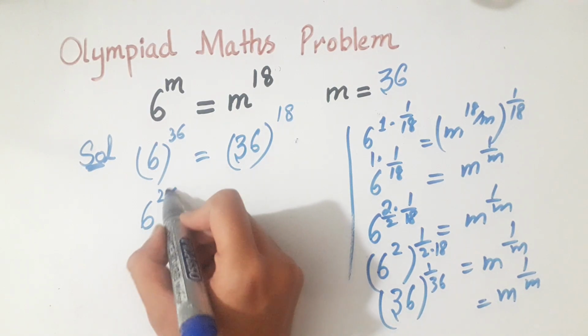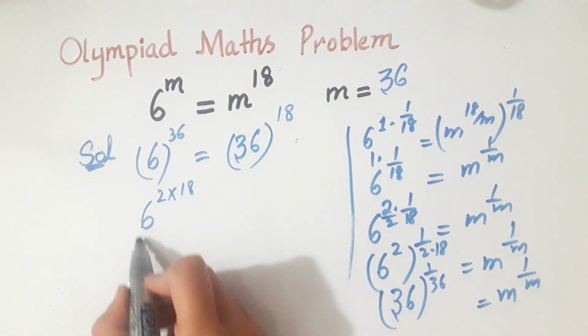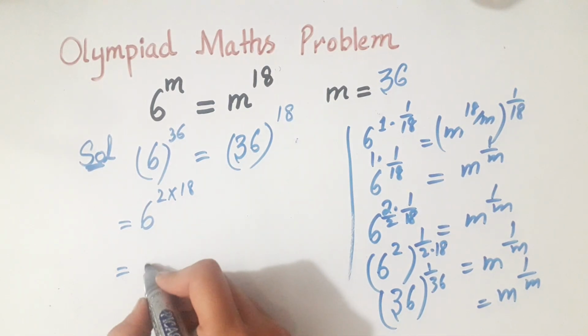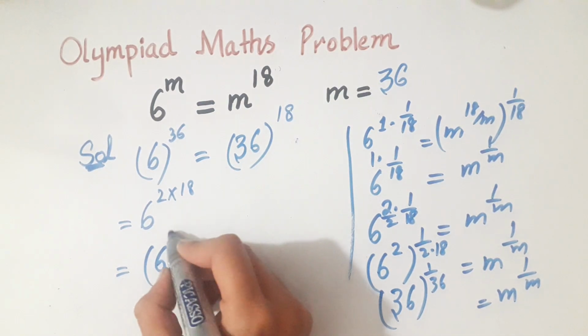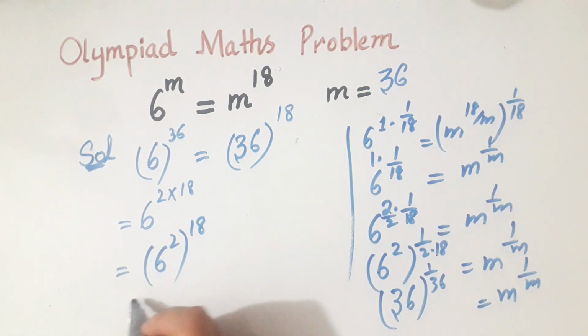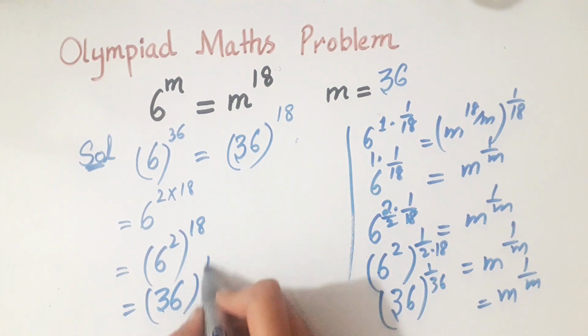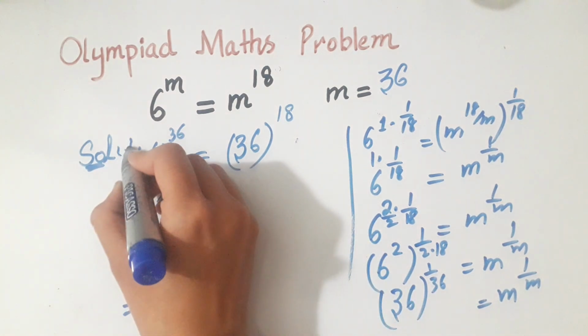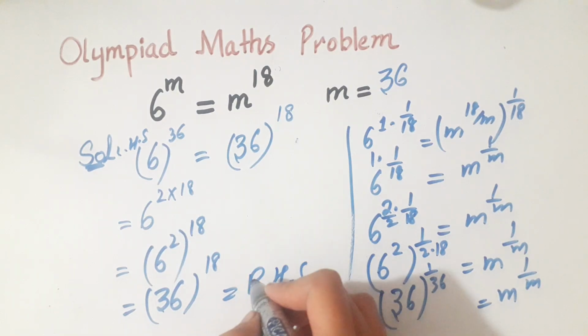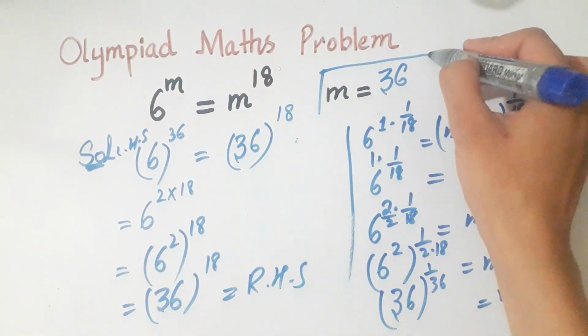Now we will solve this. 36 can be 2 multiply 18. So now we can again apply the rule that 6 square whole power is 18. So 6 square is basically 36, so 36 raised to power 18. So by taking the left hand side we get the right hand side. It means that our answer is correct.